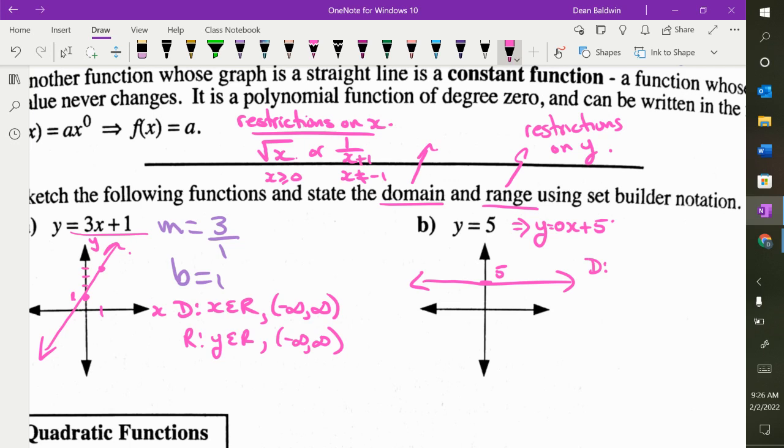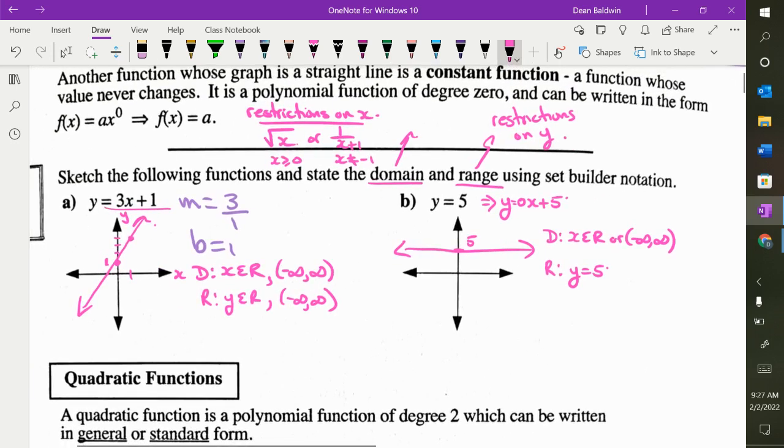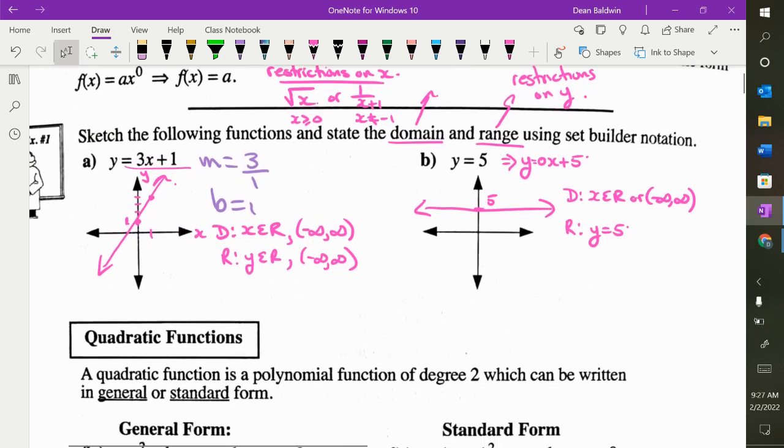What is the domain of this function? Are there any square roots in the function? Are there any x's in the denominator? So then what does it have to be? x ∈ R, all real numbers, or negative infinity to positive infinity. What's the range of that graph? The only thing it ever is, is 5. It's just y is equal to 5. All right, that was basically math 10.